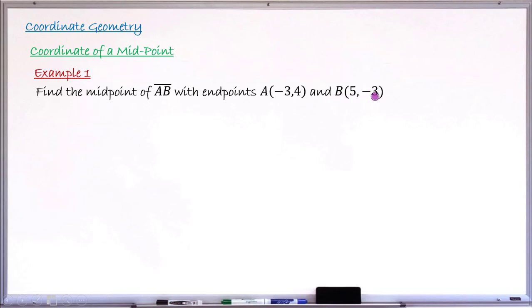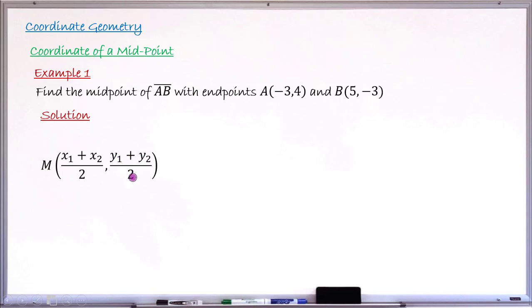Solution to this problem: you just write down the formula for finding the coordinate of the midpoint. Remember, the coordinate of the midpoint M: the x coordinate is nothing but x1 plus x2 divided by 2, and the y coordinate is nothing but y1 plus y2 divided by 2.